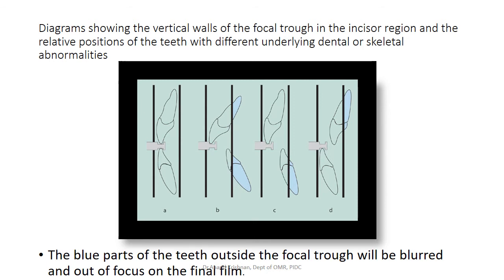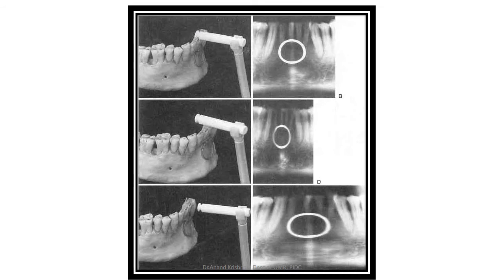But when the patient doesn't bite properly or doesn't come within the focal trough, these are the discrepancies that can happen: A, B, C, D, and E. We'll see what the consequences are as we go on further. When the patient is biting properly and the object is brought well within the focal trough, like in image B that you see, everything will be in focus.